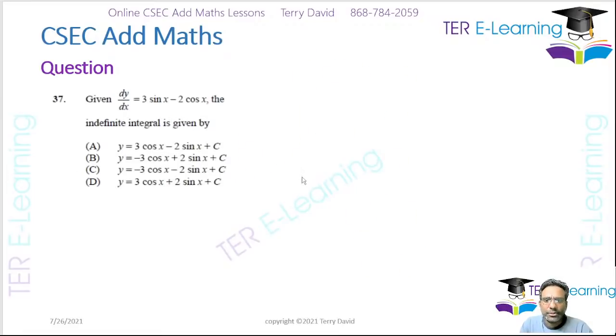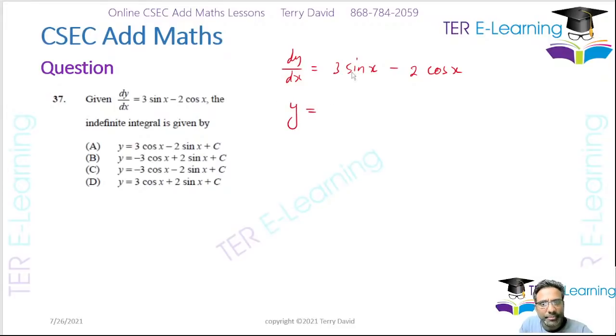All right, so next one here, they give us dy/dx and we want to find the indefinite integral. So we have dy/dx is equal to 3 sine x minus 2 cos x, and you want to get the indefinite integral. So you want to integrate this.